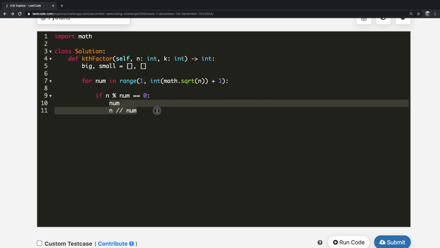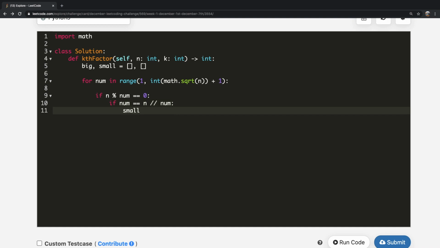Okay, so one thing we're going to do before that is check if our number over here is equal to n divided by num. And if it is equal to the same thing, that means that we have a number which is a perfect square, right? So num is equal to n divided by num. In that case, we're only going to append it to our small list, okay? So small.append(num). And if this is not the case, then we want to append it in both the places.